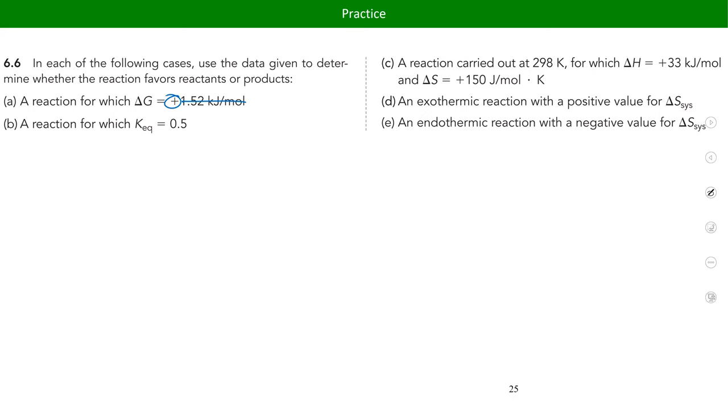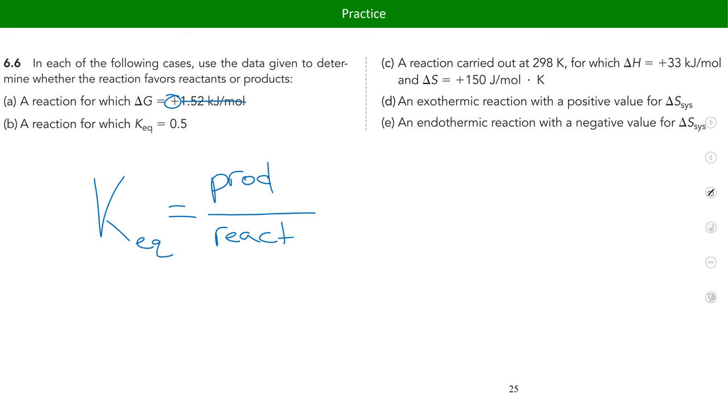If K is equal to 0.5, what's the first rule of equilibrium? Products over reactants. So at its most basic, qualitatively, without putting any numbers, if K is less than one, the bottom of this fraction is bigger than the top half, right? So it's favoring the reactants.